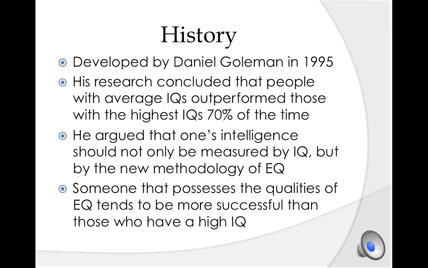Emotional intelligence was developed by Daniel Goleman in 1995. His research concluded that people with average IQs outperformed those with higher IQs 70% of the time. He argued that one's intelligence should not be measured by IQ alone, but it should also factor in a new methodology called EQ, as someone that possesses the qualities of EQ tends to be more successful than someone with a higher IQ.